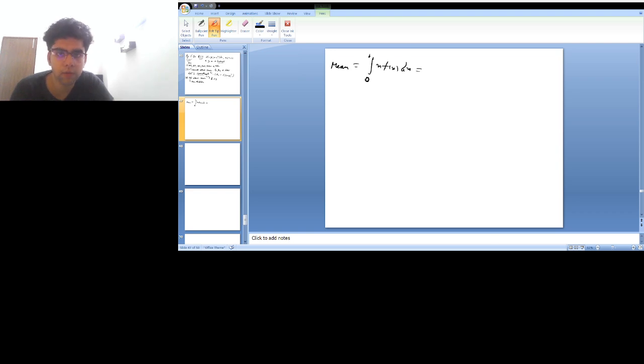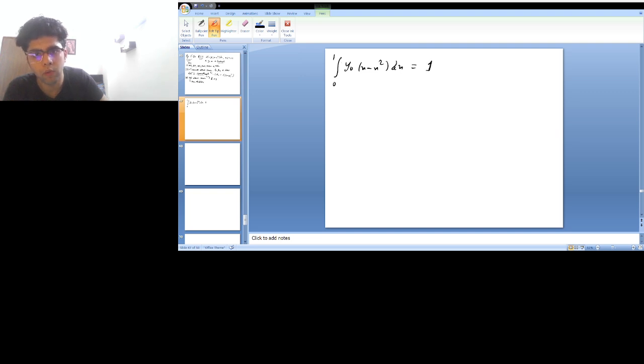Let me check if the recording is still going on. Yes. Right, so let's just first find y0. Right, let me just remove all of this. So finding y0, my PDF is y0 into x minus x square dx from 0 to 1. This should be equal to 1.